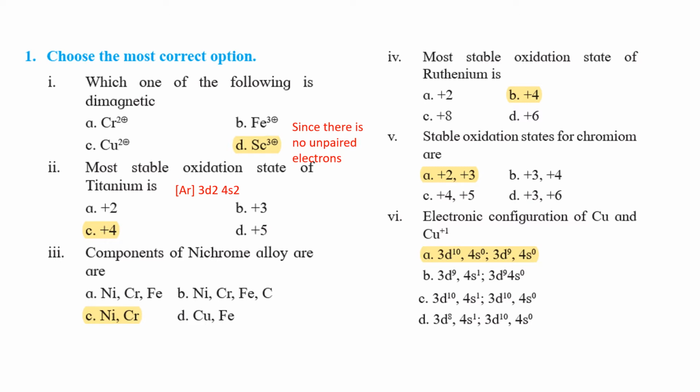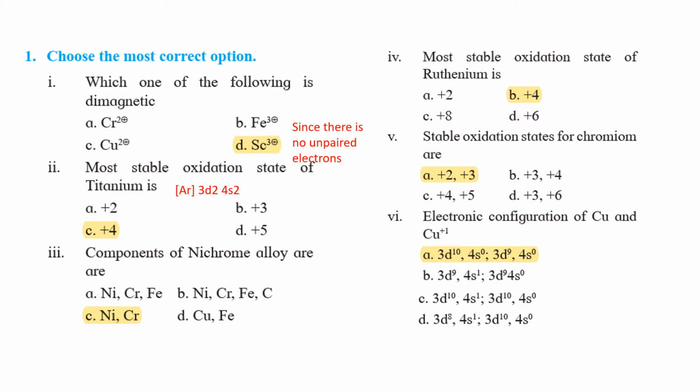Third question. Components of nichrome alloy are nickel and chromium. The correct answer is option C. Fourth question. Most stable oxidation state of ruthenium is, answer is +4, option B. Fifth question. Stable oxidation state of chromium is, answer is +2 and +3. Correct answer is option A.